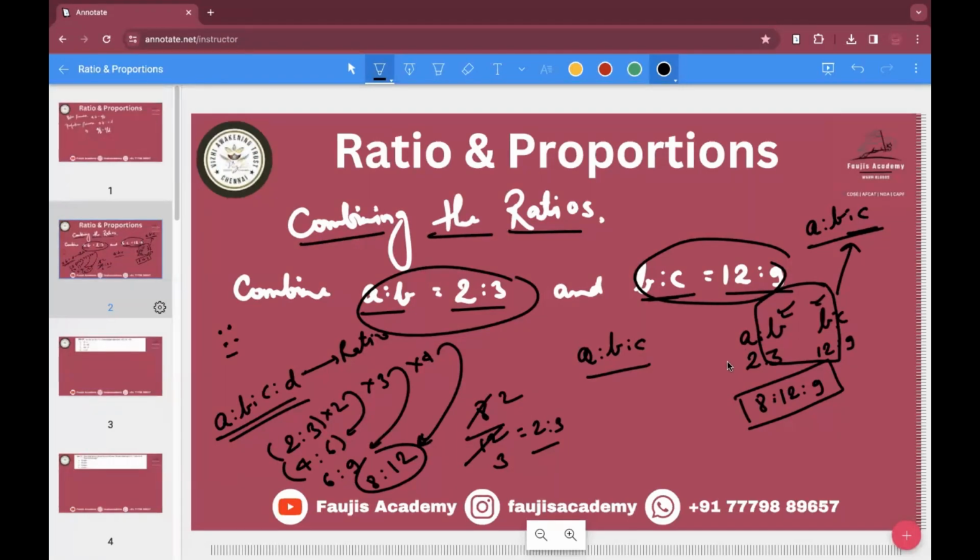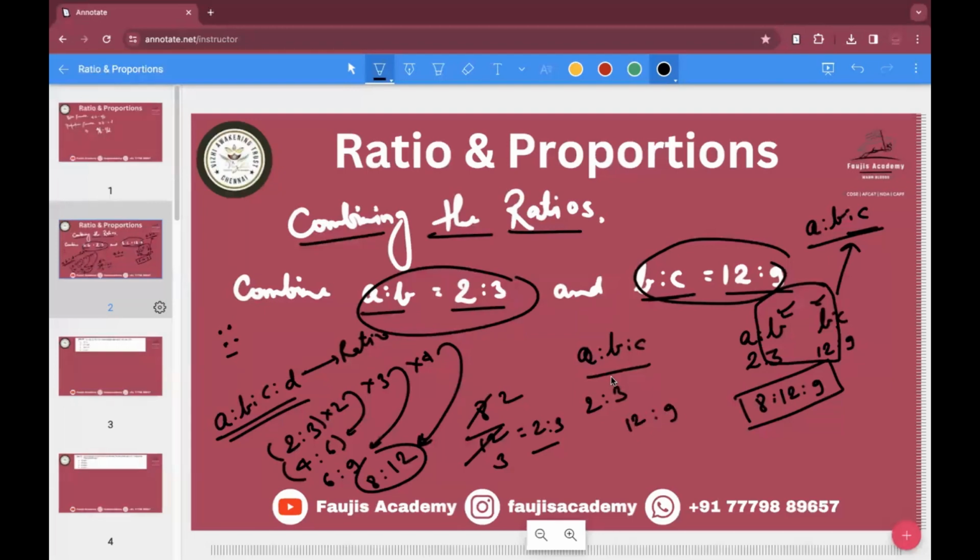But in order to compare them, and write it in the form of A is to B is to C, we will have to ensure that this common term is of the same value, or at least these two have been brought onto the same plane. Basically, when we say A is to B, it's something like 2x, 3x. And when we say B is to C, it is something like 12y, 9y. Let's forget the variables, we are not dealing with this. It will only make things complicated. So just match it. 2 is to 3 and 12 is to 9.